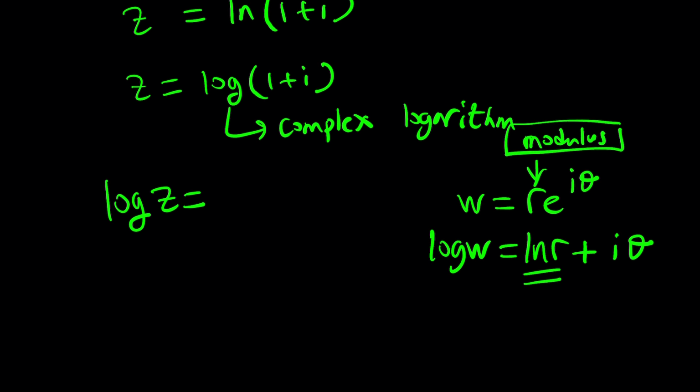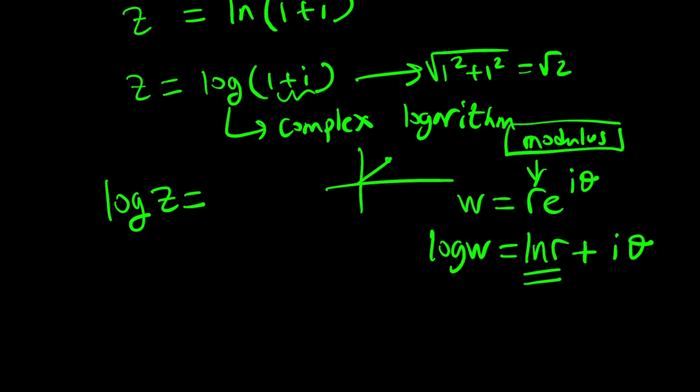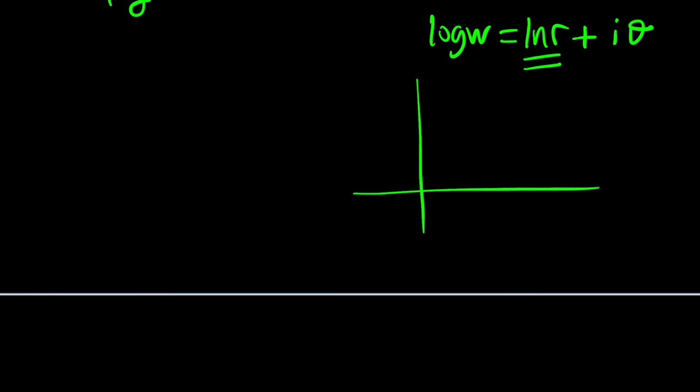So the ln of the modulus, and in this case the modulus is square root of 2 for this number. If you plot it in the complex plane, you're going to find the hypotenuse. This is theta, which is pi over 4, so on and so forth. Let's make a bigger picture like this. This is going to be pi over 4 radians, and this is going to be 1 unit. This is going to be i unit, and the distance from 0 would be square root of 2, which is a positive real number.